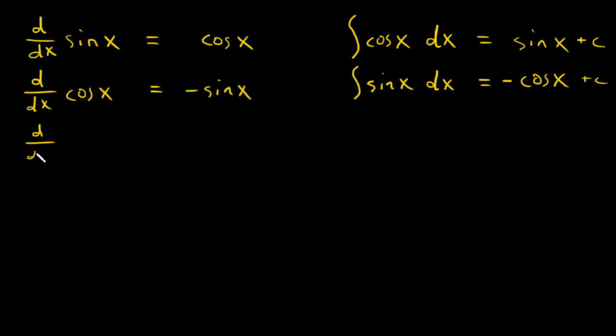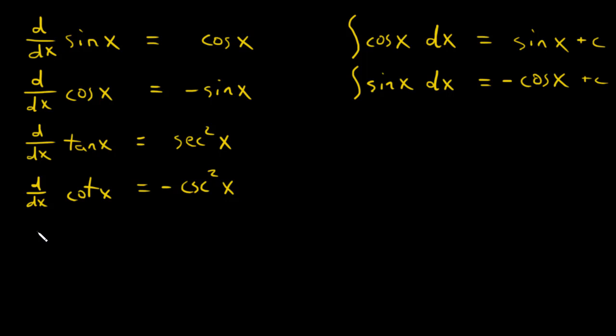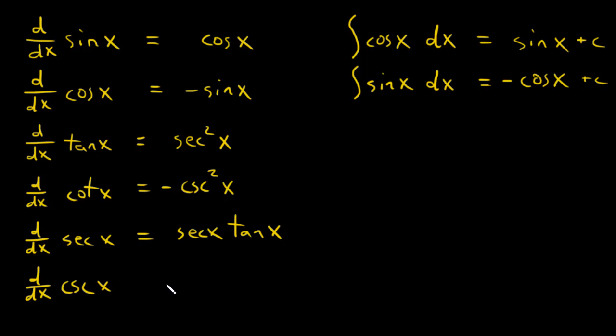So the trig functions are going to look like this. The derivative of tan x is secant squared x. The derivative of cotan x is negative cosecant squared x. The derivative of secant x is secant x tan x. And the derivative of cosecant x is negative cosecant x cotangent x.